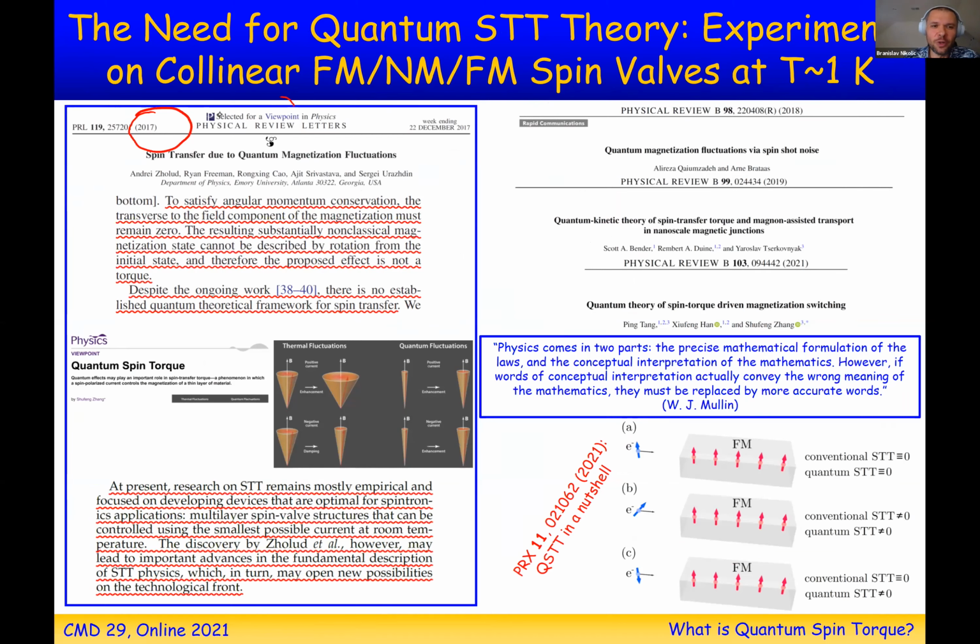As you see, it has a viewpoint in which Sergei Urazhdin, who is a very inventive experimentalist and can also do theory, and he has actually written a couple of theoretical papers following our discussions. He said, you know, let's take the spin valve that people have been using for torque since the early days, and let's cool it down to 1 Kelvin.